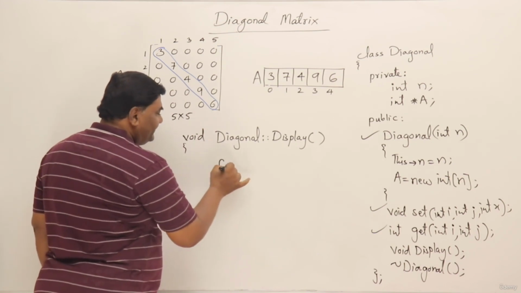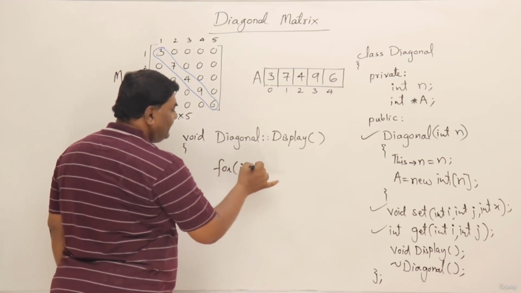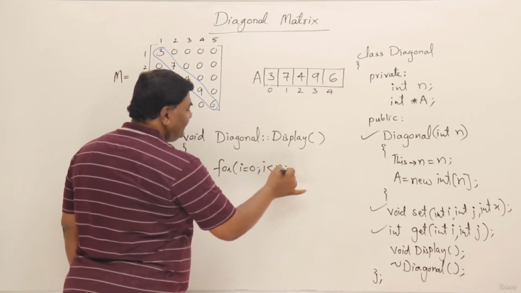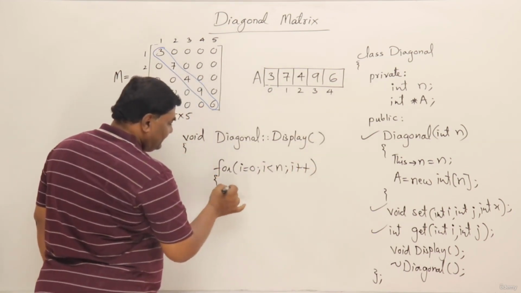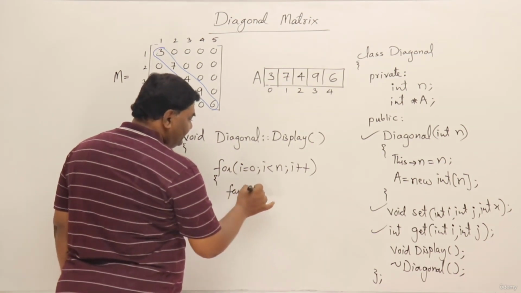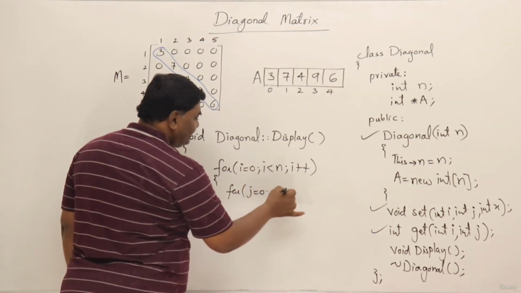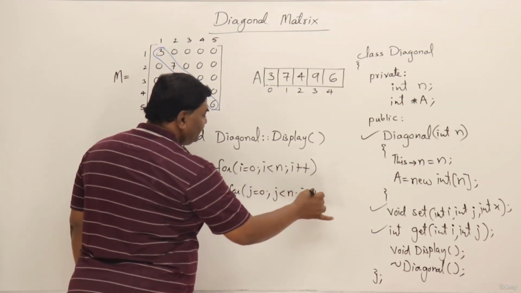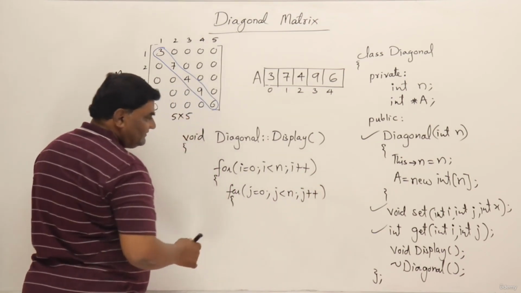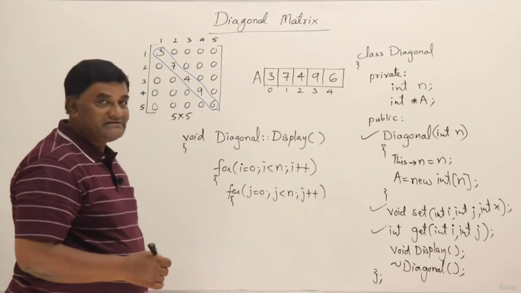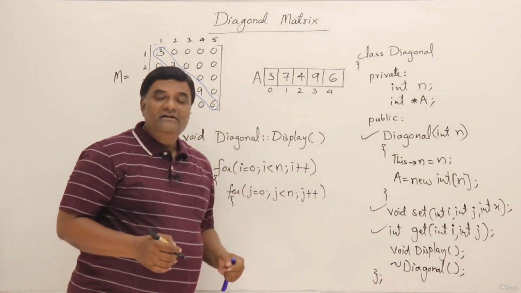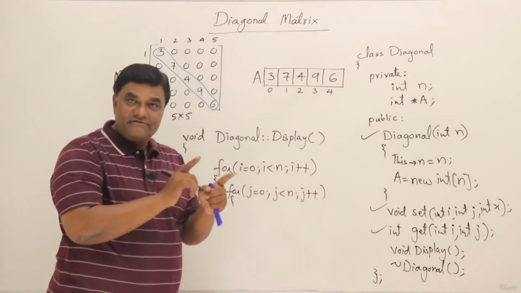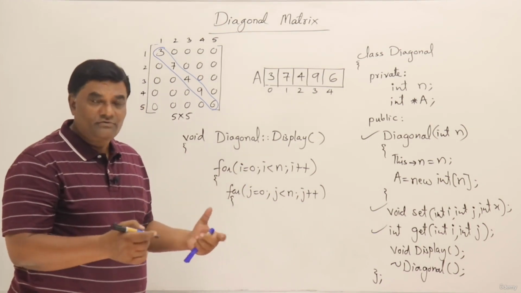So for that we need two for loops. For i assign 0, i is less than n, i plus plus, that is n. And for j assign 0, j is less than n, j plus plus. Then I have to display the elements. But how many elements do I have? Only diagonal elements are present in the array. So I should display the element if i is equal to j. Otherwise I should display 0.